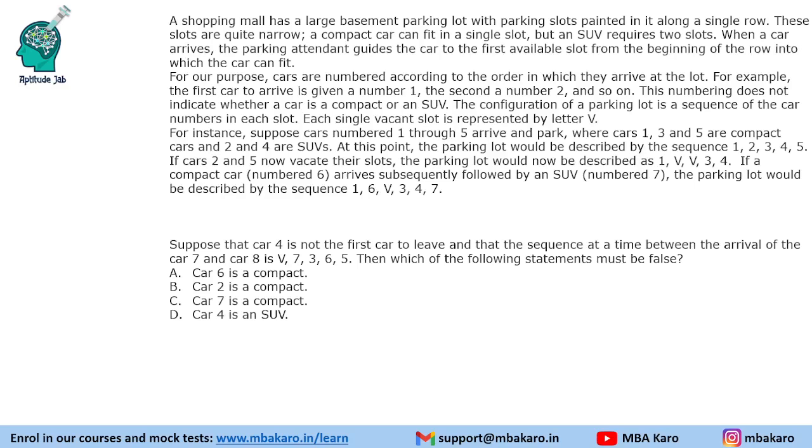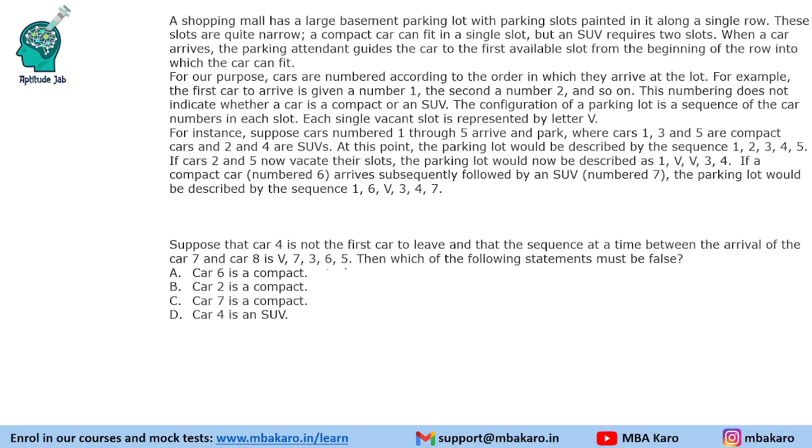Suppose car 4 is not the first car to leave, and that the sequence at a time between the arrival of car 7 and car 8 is V73565. Which of the following statements must be false? So we are given that there are cars present and car 4 is not the first car to leave. And if we notice that 5 has come first and then 6 has come later, that means that 5 arrived after the arrival of these cars.